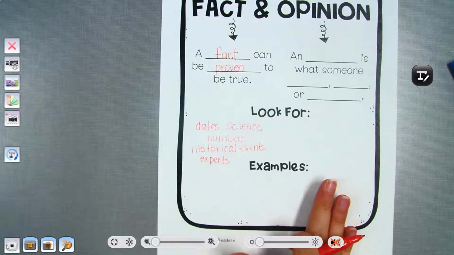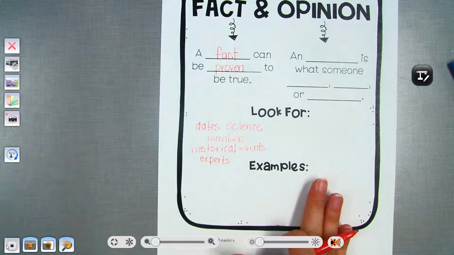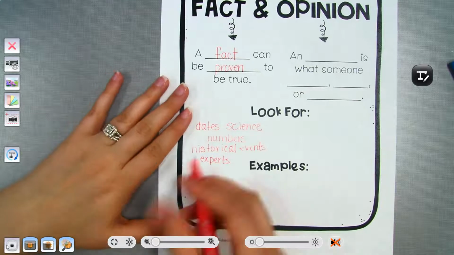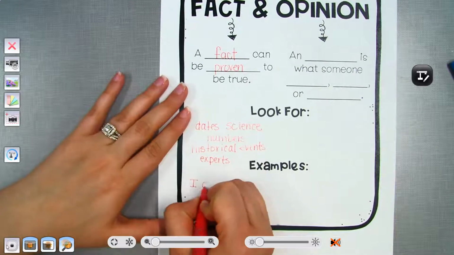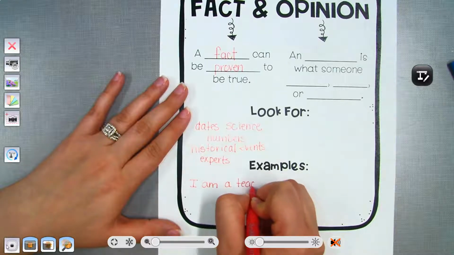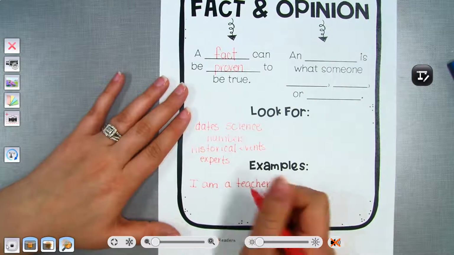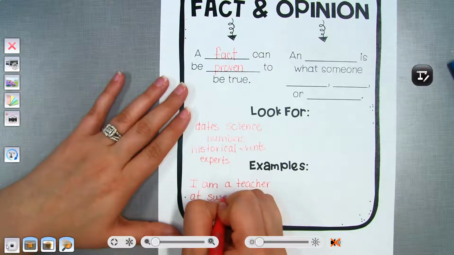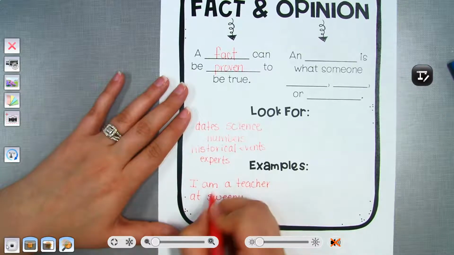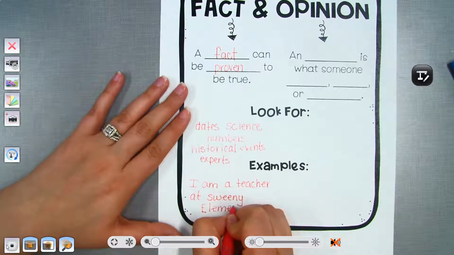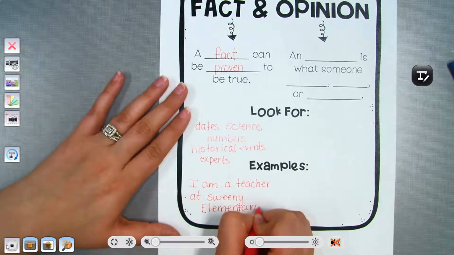And then an example. So let's write an example that's a fact. A fact is, I am a teacher at Sweeney Elementary. That is a fact. I am a teacher here.